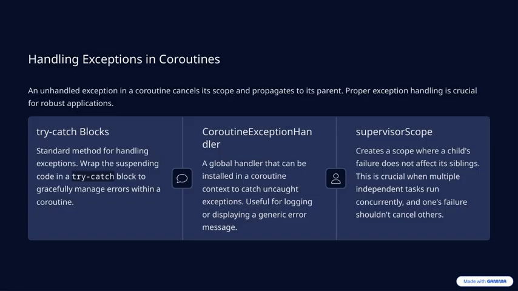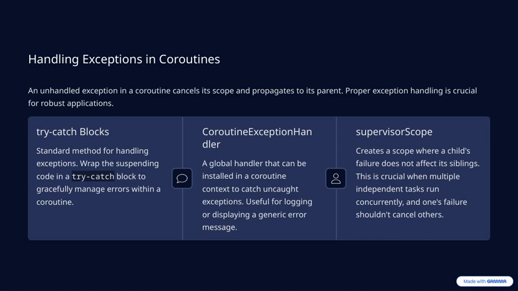One common method is using try-catch blocks. This is familiar territory for most developers. Wrapping your suspending functions inside a try-catch allows you to catch and handle errors gracefully, preventing the entire scope from crashing unexpectedly. Another important tool is the coroutine exception handler.